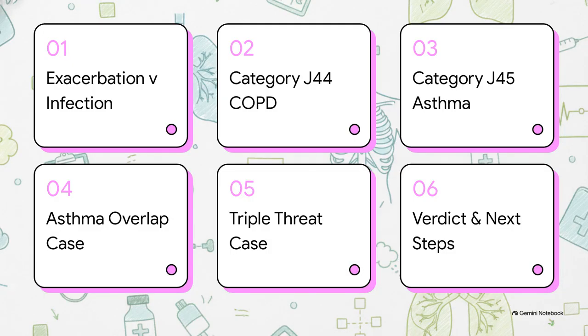First, we'll look at exacerbation versus infection. Second, cracking category J44. Third, cracking category J45. Then we'll head into the clinical interrogation room for 2 real-world case files, an asthma overlap and the triple threat, right before we wrap up with our final verdict and next steps.